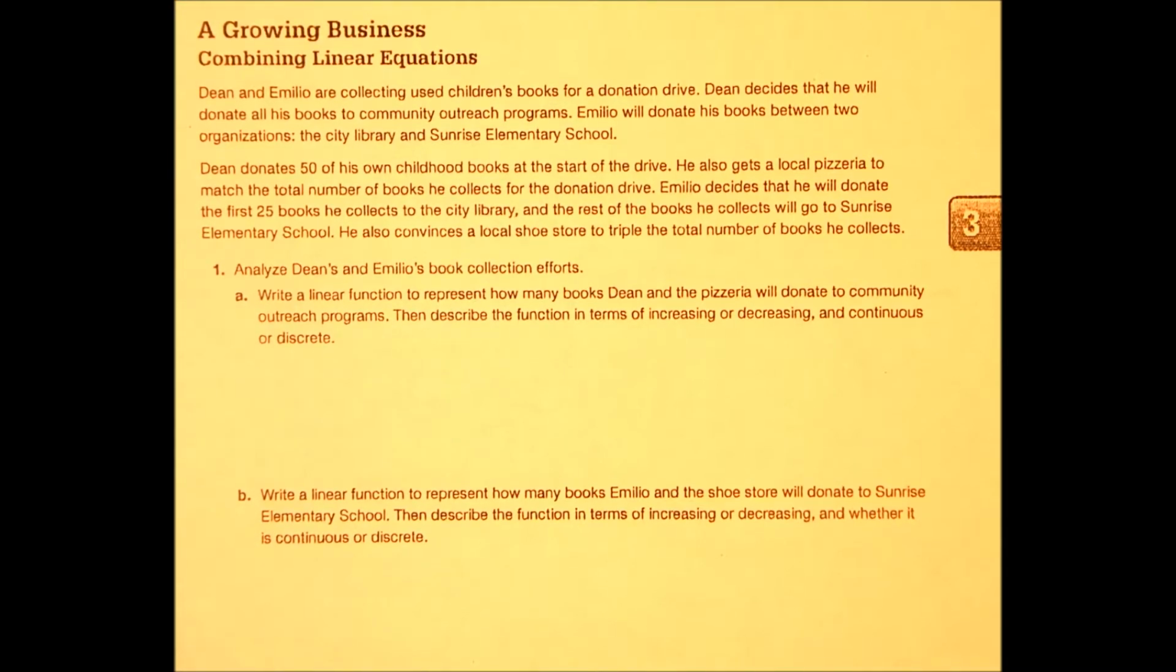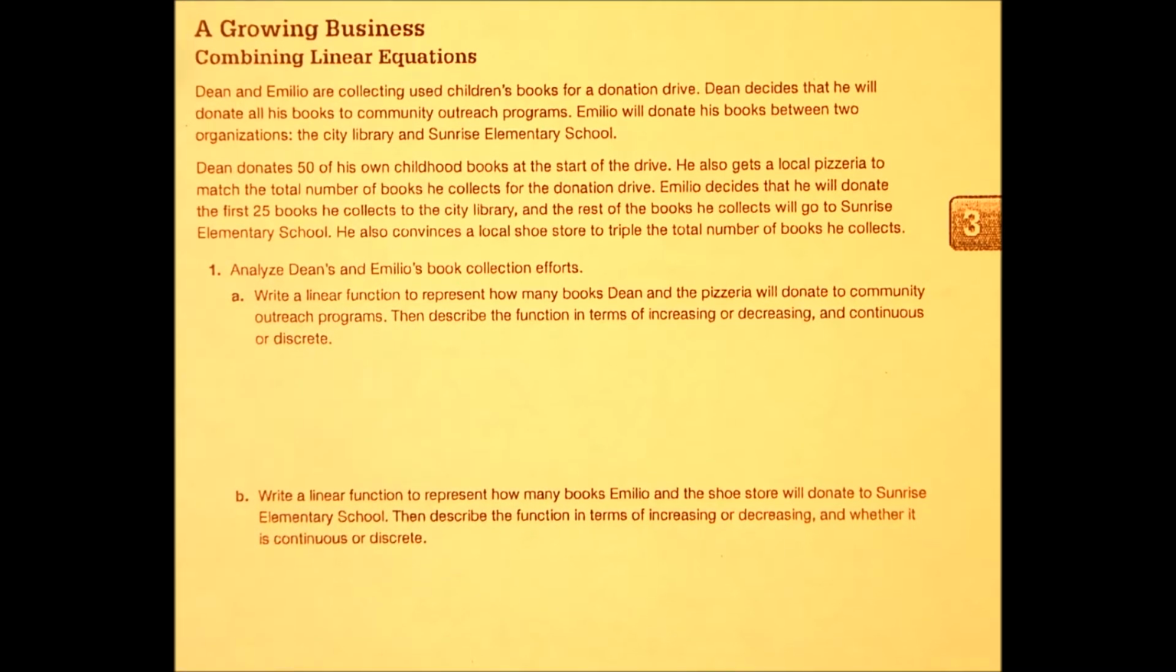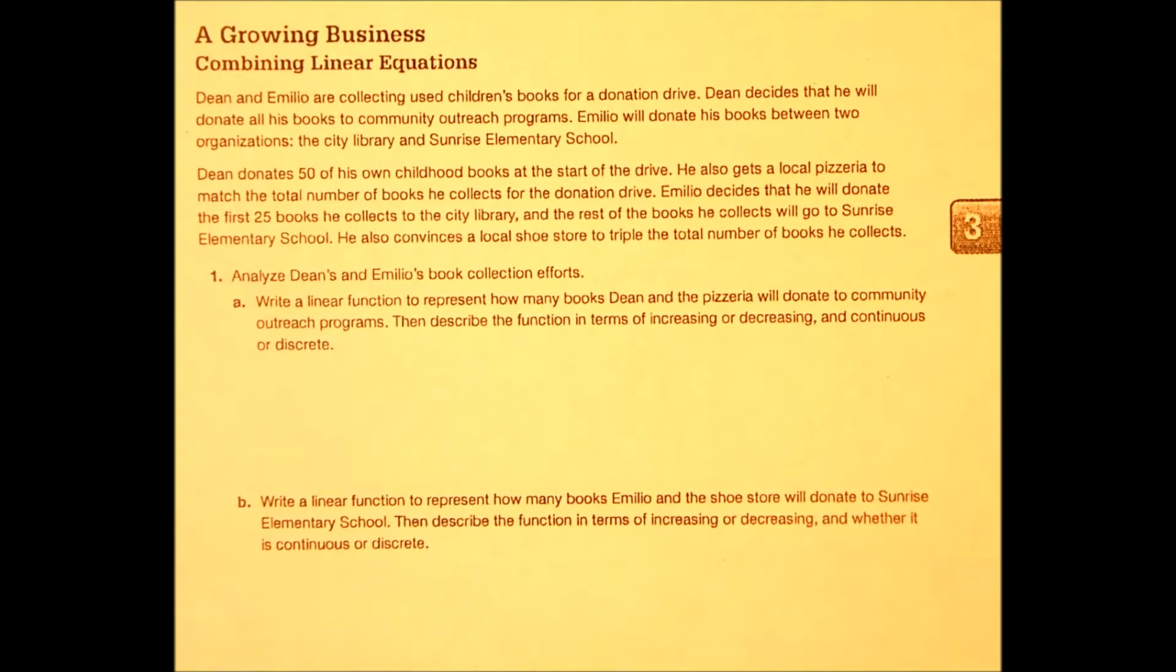3-4 is a culmination or a completion of the chapter. This unit requires you to use everything in one. So now we start talking about a little bit more complex problem. As you can see, it's 2 paragraphs long. Okay. And it starts out with Dean and Emilio are collecting used children's books for a donation drive. Dean decides that he will donate his books to the community outreach programs. Emilio will donate his books between organizations, the city library, and Sunrise Elementary School. Now, notice you've already got 2 different problems.